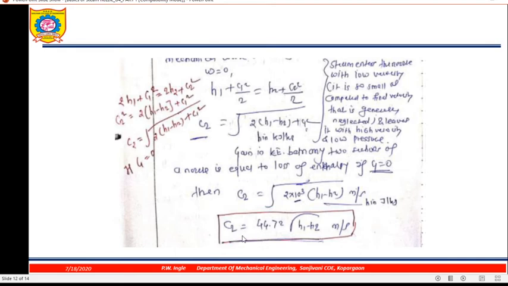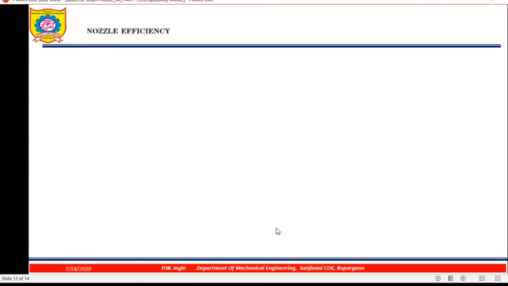Now the steam at this absolute velocity enters the turbine. It may be an impulse or a reaction turbine. We are taking C1 as 0, because that velocity is very negligible. So you can see how simply I have written this equation: twice H1 plus C1 square equals twice H2 plus C2 square. So you are getting C2 with C1 as 0. This is the steady flow energy equation for the nozzle.